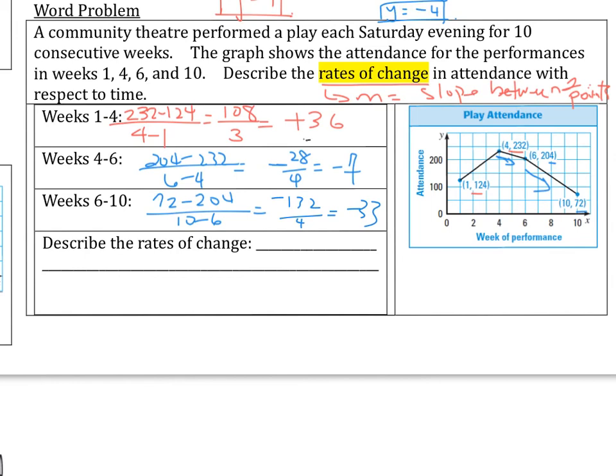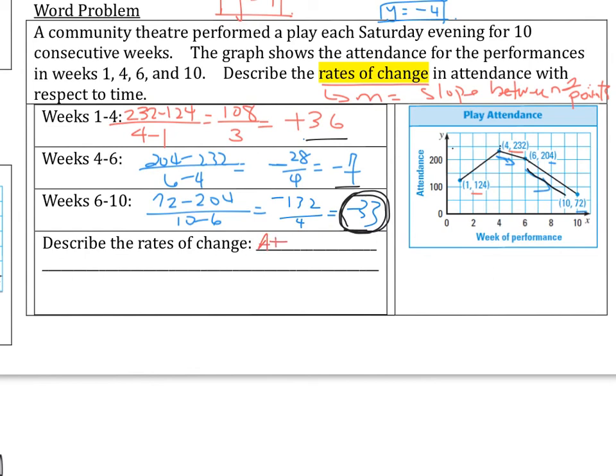Let's analyze it. When it's positive, the graph rises from left to right. And when it's negative, it falls. And as your slope becomes smaller, then it's much steeper.